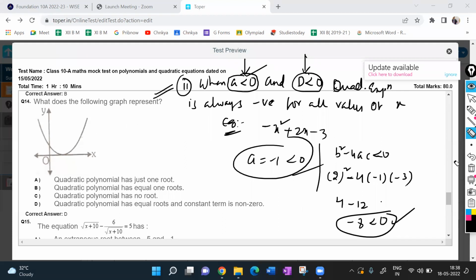Look at the graph now. What does the following graph represent? What does the following graph represent? I don't see the participants list here. Are you here, people? Come on, tell me. Hello, guys. Yes, yes, tell me.